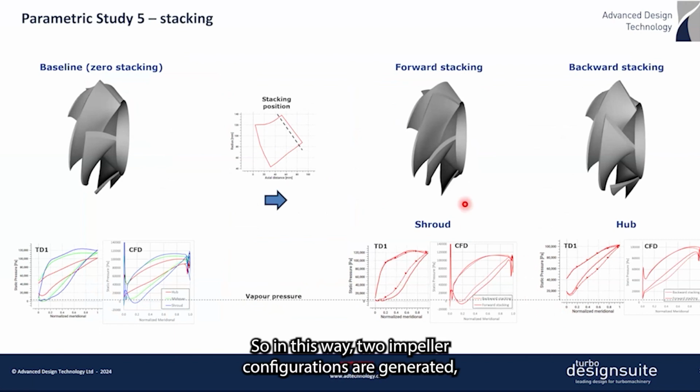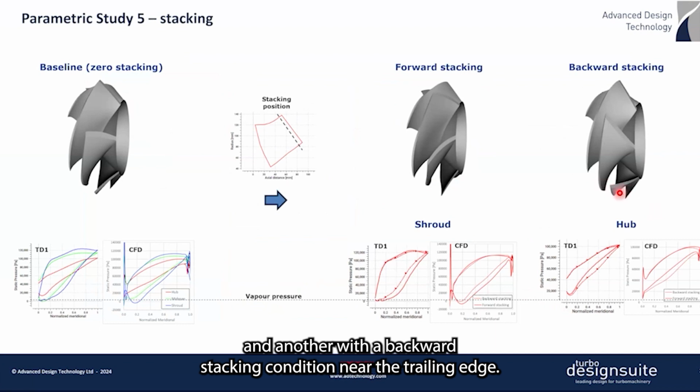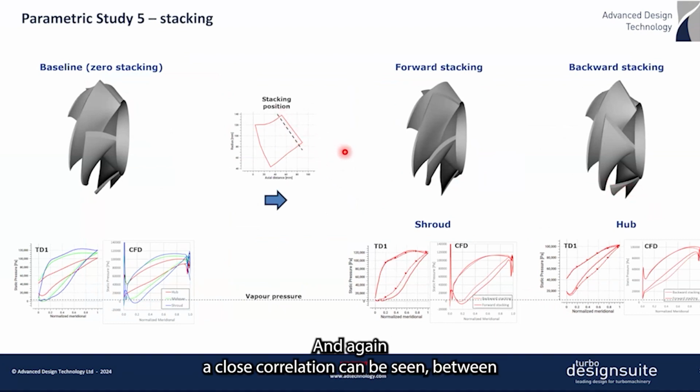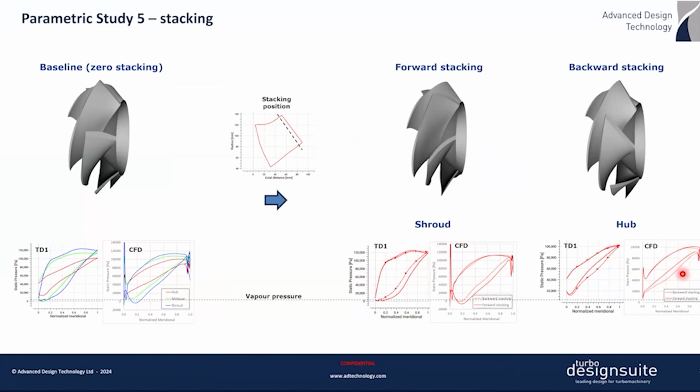So in this way, two impeller configurations are generated, one with a forward stacking and another with a backward stacking condition near the trailing edge. And again, a close correlation can be seen between the TD1 and CFD plots, both confirming an increase in the shroud loading in the first case and an increase in the hub loading in the second case.